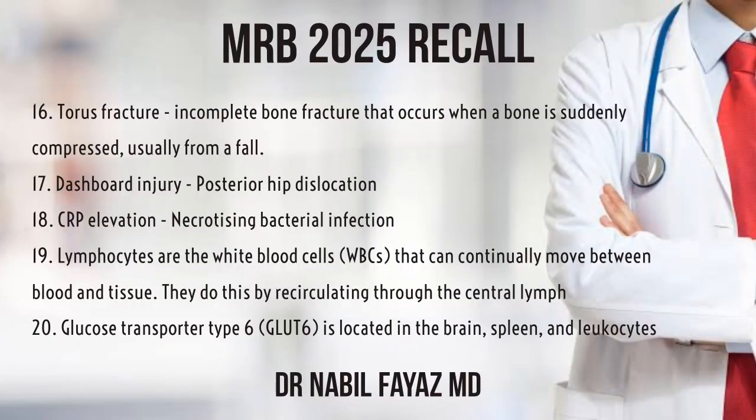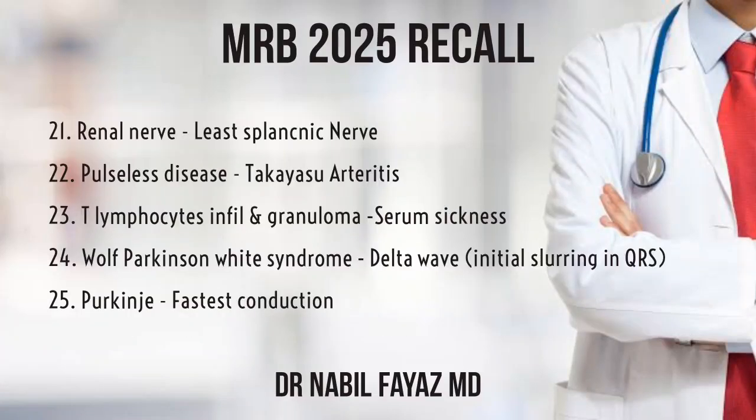Lymphocytes are the white blood cells that can continually move between blood and tissue. They do this by recirculating through the central lymph. GLUT transporter question: type 6 is located in brain. Renal nerve: this is least splanchnic nerve. Pulseless disease is Takayasu arteritis.